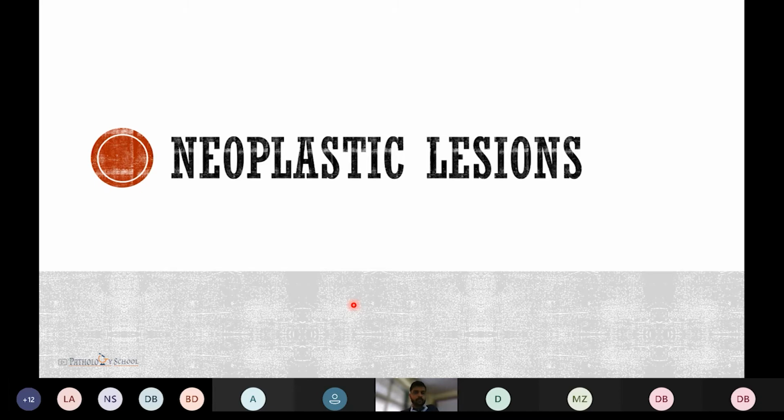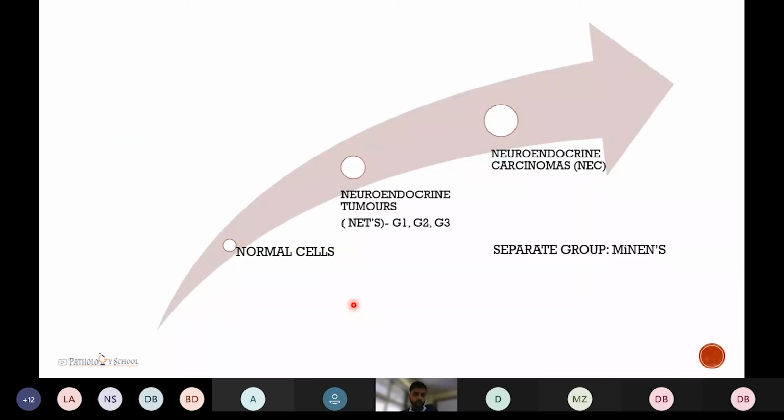Now coming basically to our topic, the neoplastic lesions, we have dealt with the normal histology. Now these neuroendocrine tumors are classified as grade 1, grade 2 and grade 3. And then come further the neuroendocrine carcinomas. So these neuroendocrine tumors are first classified, and then the carcinomas. There is a separate group which is called MiNENs. This is the short form, which is nothing but the mixed neuroendocrine and non-neuroendocrine neoplasms.